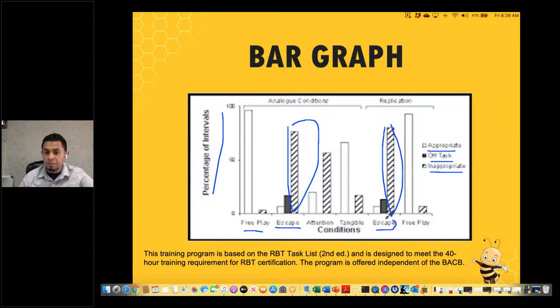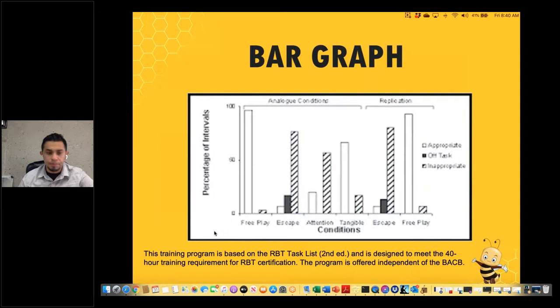In our field, we talk about replications. And during free play, we had the same results here in the first one and also in the last one, which once again replicates and proves that this particular behavior is less likely to occur in free play. Okay, so bar graphs also help. All right, let's go back to the pointer.